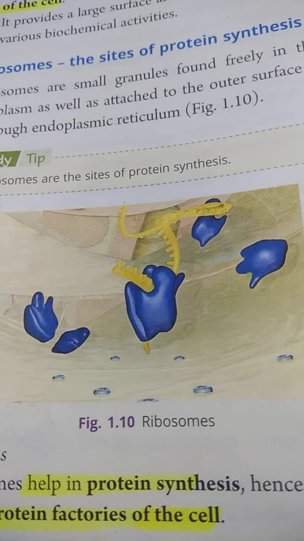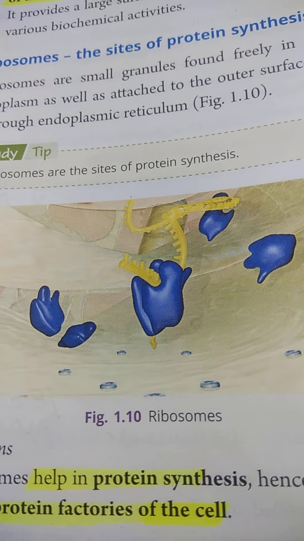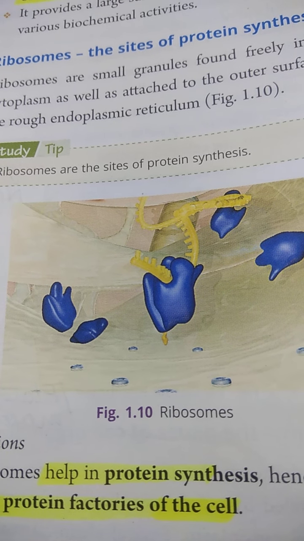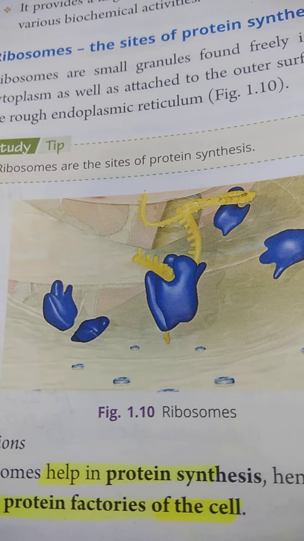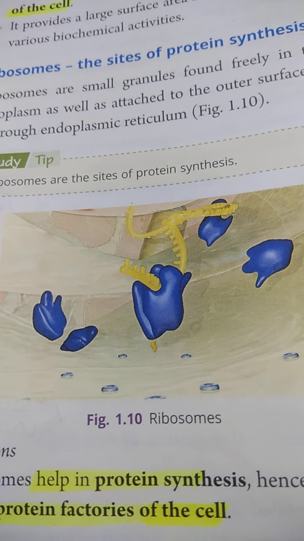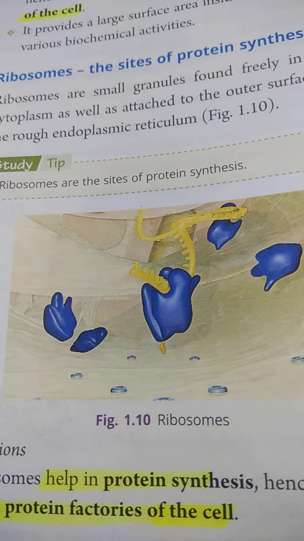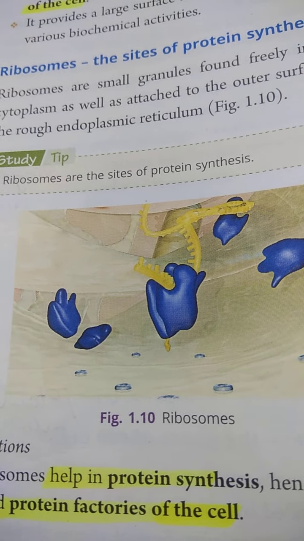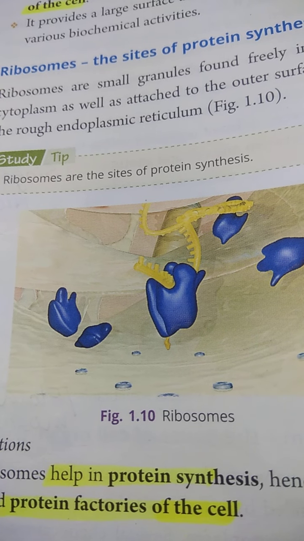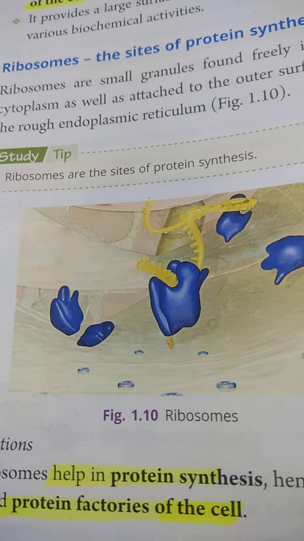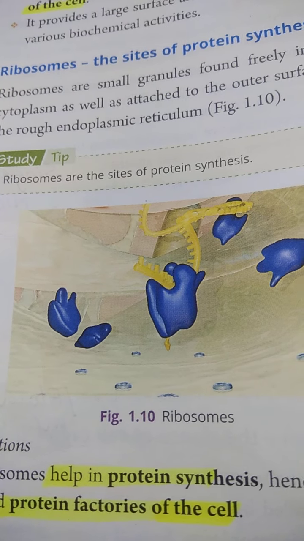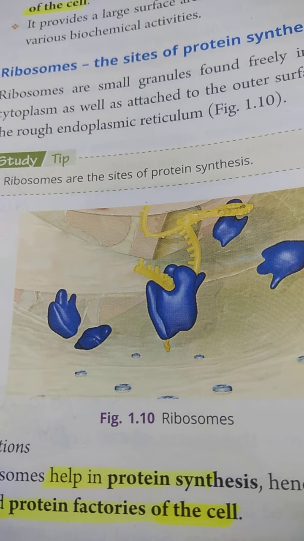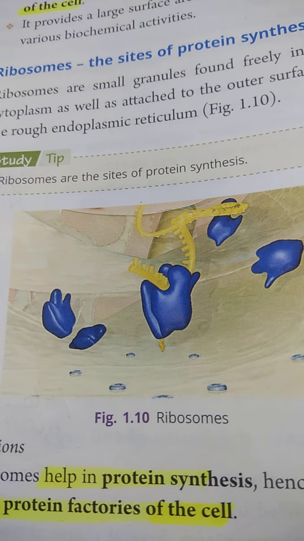So how is it formed? With the help of a smaller subunit and a larger subunit. The smaller subunit just reads the messenger RNA, it reads the message, and the larger subunit assembles amino acids. The amino acids are changed into a polypeptide with the help of the large subunit, and then they are further folded into protein, and that protein is transported to the cytoplasm where it acts as a functional protein.